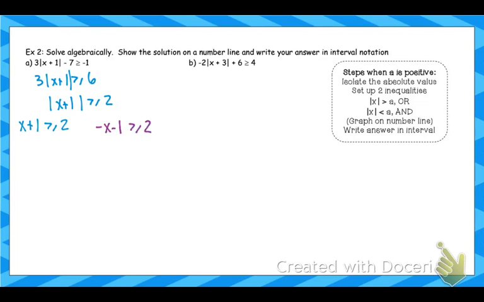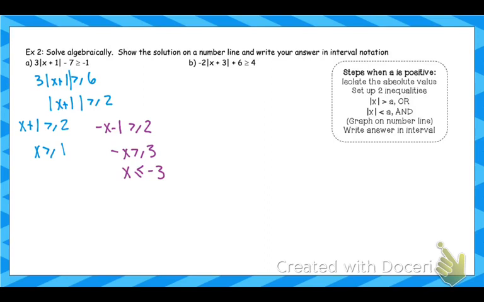So now I just need to solve these two inequalities. Well, this one becomes x is greater than or equal to 1. And this one becomes negative x is greater than or equal to 3. But remember, we don't want negative x, we want x. Whenever I divide by a negative, I flip the sign. So this becomes x is less than or equal to negative 3.